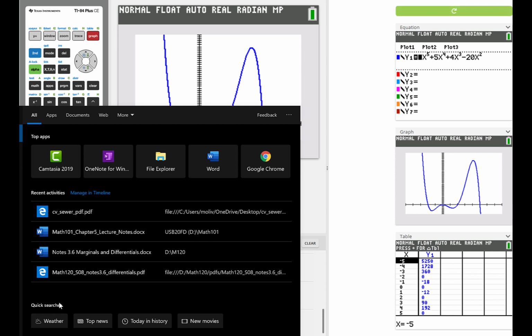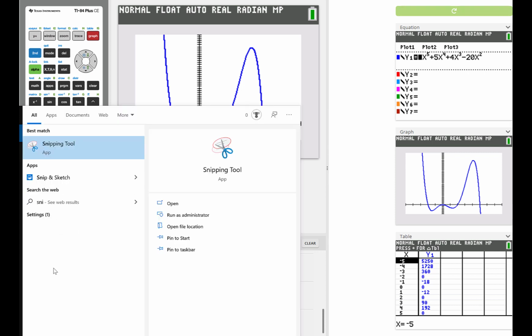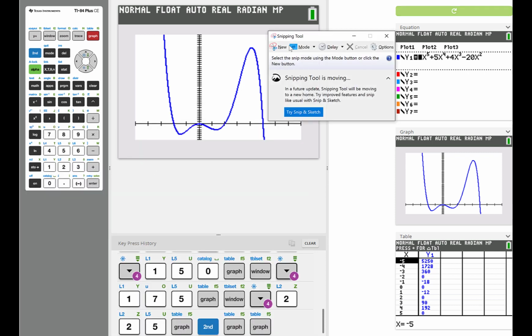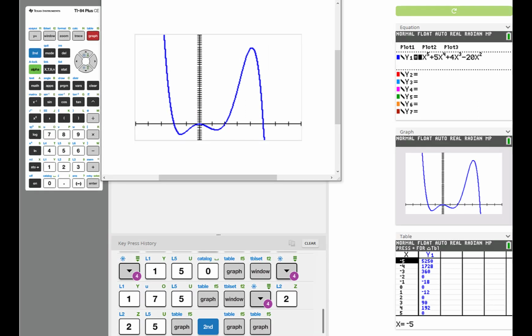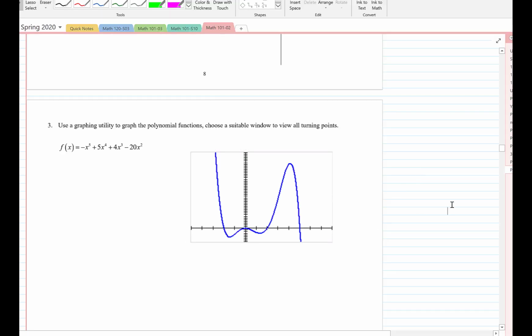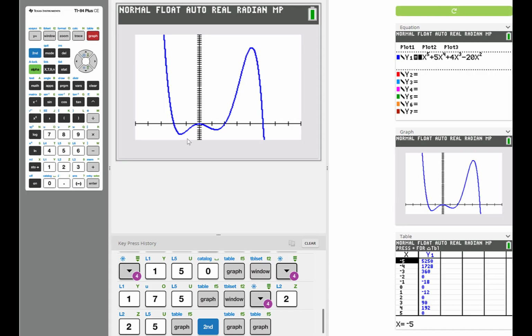Let me just go ahead and find my snipping tool. This might take me a while. Oh, or maybe not. It's right there. Let's go, we're going to copy and paste. And there is my graph. So that way I can see what my graph looked like.